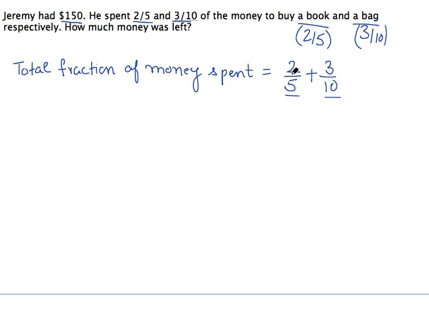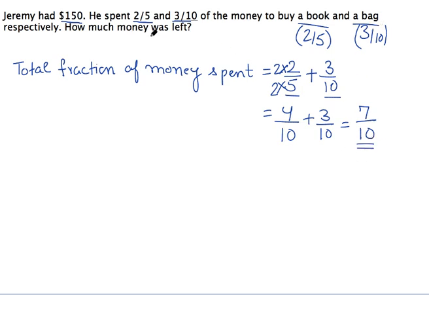However, we have to make the denominator of 2 by 5 also equal to 10. How can we do that? By multiplying both numerator and denominator by 2. So what will it give us? It will give us 4 by 10. Now we can add 3 by 10 to it, which will give us 7 by 10, since 4 plus 3 is 7, right? So the total fraction of money he has spent on a book and a bag is 7 by 10.